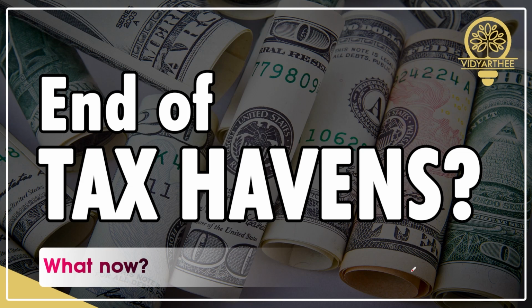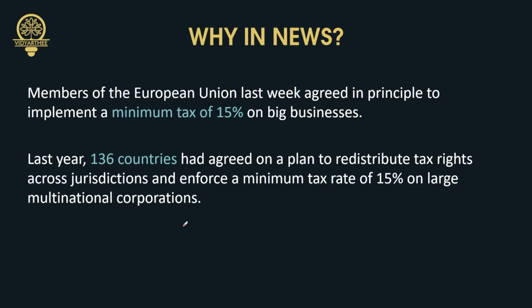So let's get started. Now, why is it in news? The members of the European Union last week agreed in principle to implement a minimum tax of 15% on big businesses. Last year, 136 countries had agreed on a plan to redistribute tax rights across jurisdictions and enforce a minimum tax rate of 15% on large multinational corporations.